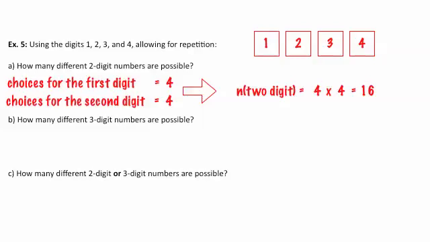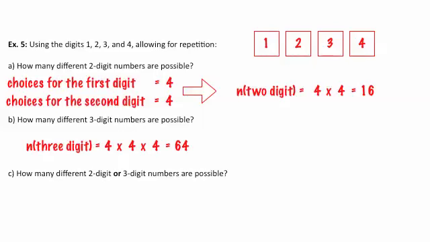How many different 3-digit numbers are possible? Well, again, we have 4 choices for the first digit, 4 choices for the second, and 4 choices for the third, so the number of 3-digit possibilities is 4 times 4 times 4, which is equal to 64. And that's because a 3-digit number is the first digit and the second digit and the third digit.